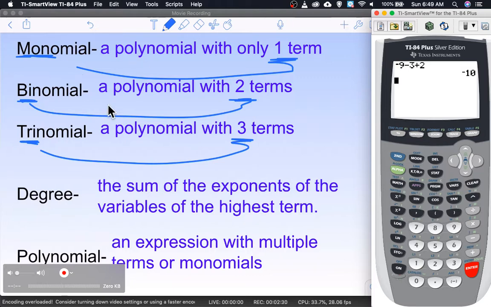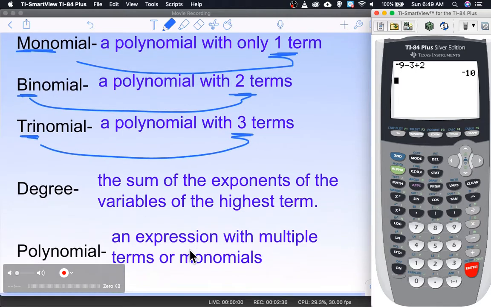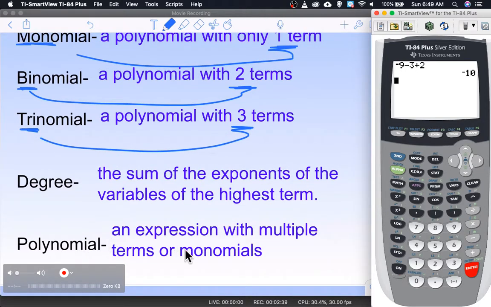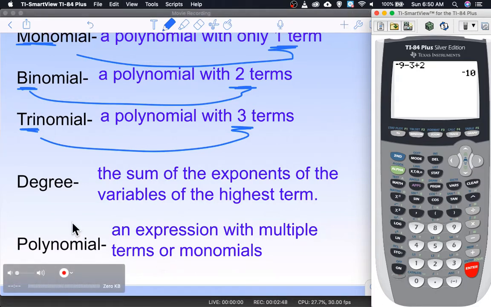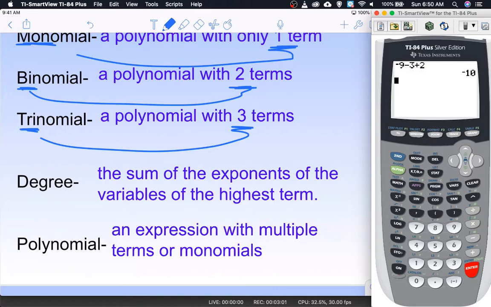Okay, so these are all just different forms of a polynomial. And when we're talking about what a polynomial is, a polynomial is an expression with multiple terms, or monomial. So it's a bunch of small terms kind of wrapped up in one larger problem. And the degree of the polynomial is the sum of the exponents of the variables of the highest term. And that looks a little cumbersome. It's actually pretty easy when we get there.